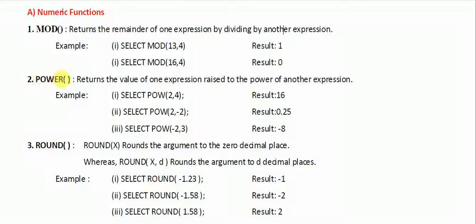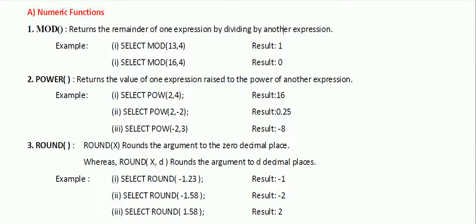Then next is POWER. So, POWER has two arguments. It returns the value of one expression raised to the power of another expression. So, one expression is this one, like 2, and the other expression will be 4. So, it will return 2 to the power 4, and the result will be 16. Similarly, SELECT POW(2, -2). So, it is 2 to the power minus 2, and the output will be 0.25. Since it is 2 to the power minus 2, it is 1 divided by 4, so 0.25. The next is -2 to the power 3. So -2 is multiplied 3 times, then it will be -8.